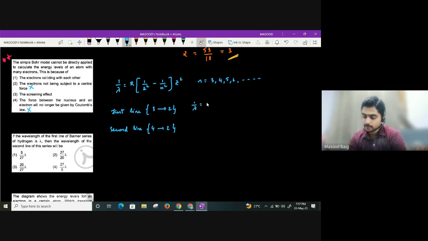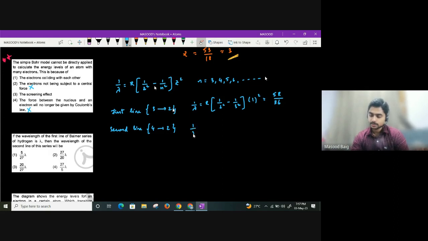1 by lambda will be R into 1 by 2 square minus 1 by 3 square, into, anyhow, for the hydrogen atom they have given, so you can take it as 1 square. So what will I get this as? R into 1 by 4 minus 1 by 9, 5 by 36 I believe. So you'll get 5R divided by 36 here.